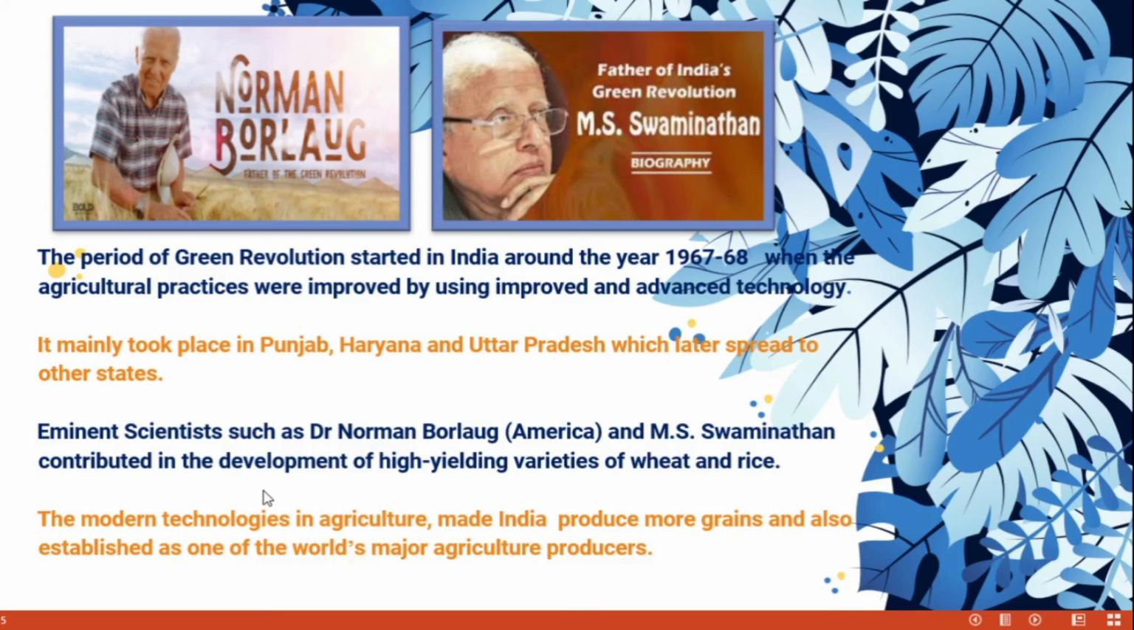Who introduced this? Dr. Norman Borlaug, who belongs to America, and also M. S. Swaminathan contributed to the development of high-yielding varieties of wheat and rice, HYVs, high-yielding varieties of seeds. By using these kinds of seeds, definitely we can produce a good quantity of agriculture products. The modern technologies in agriculture made India produce more grains. After we started to use these seeds, we produced more grains and India was established as one of the world's major agriculture producers. With the help of Swaminathan and Norman Borlaug, India is now one of the world's major agriculture producers.